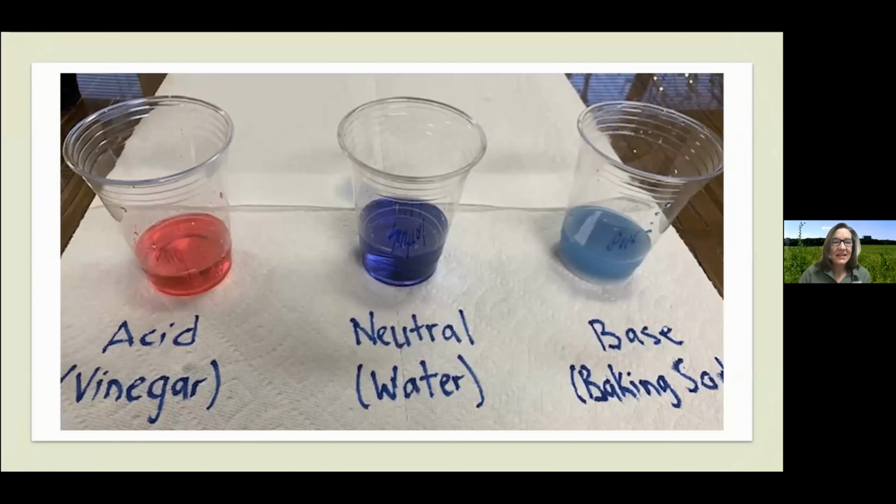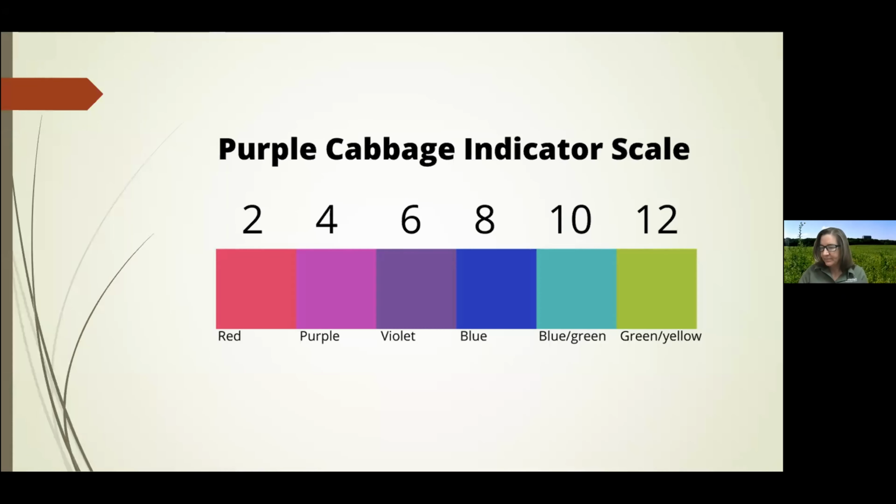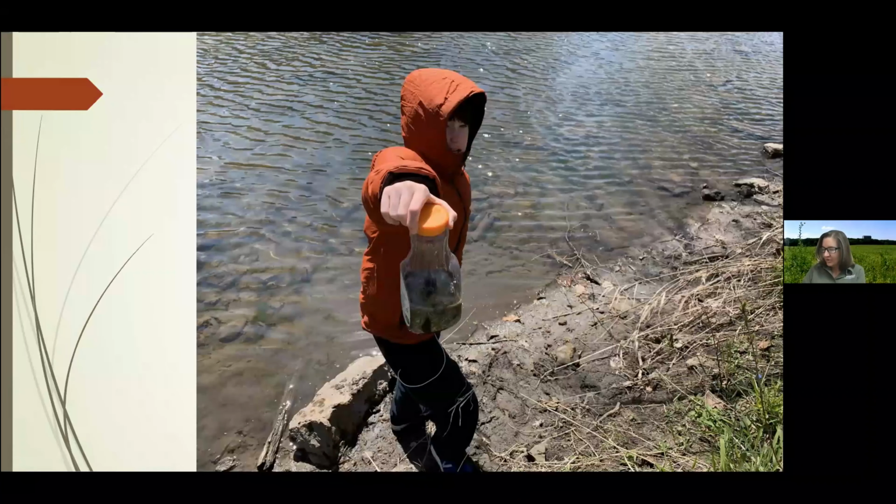As you can see, I've tested an acid, vinegar, a base, baking soda, and tap water here. This baking soda I mixed with water first. So that gives you kind of an idea of the colors you'll see with acids, bases, and neutral. And here's an indicator scale that you can also use to figure out what the pH is of your test chemical.